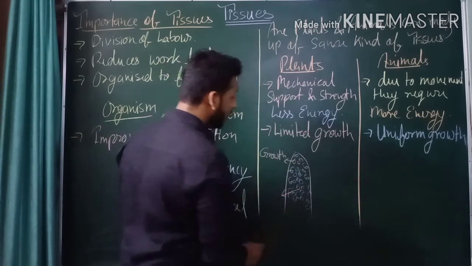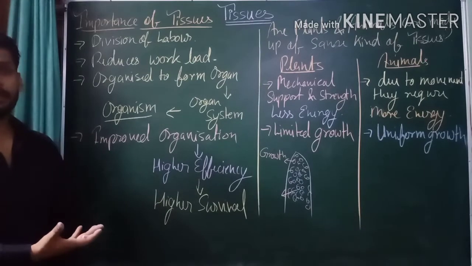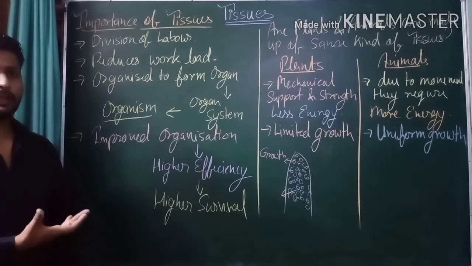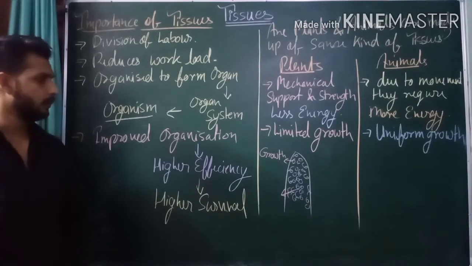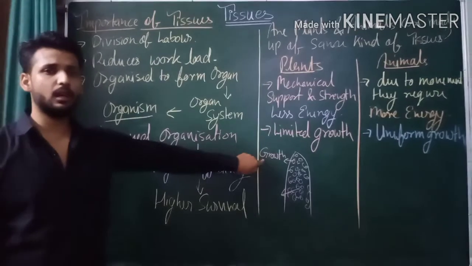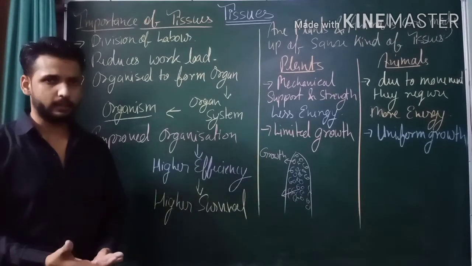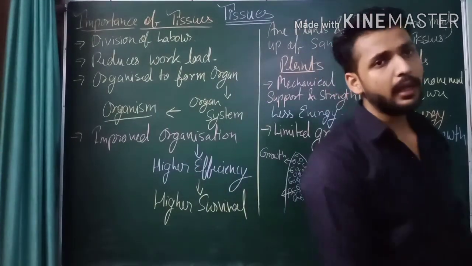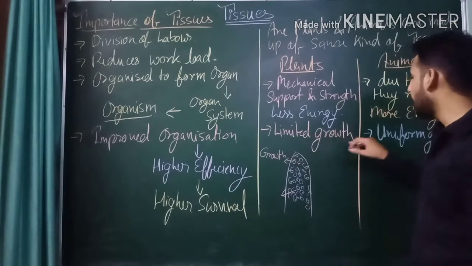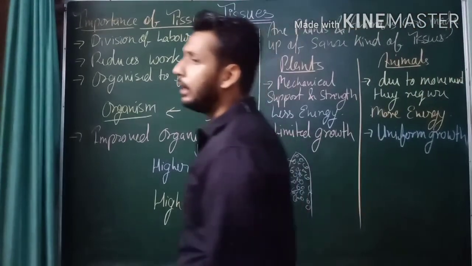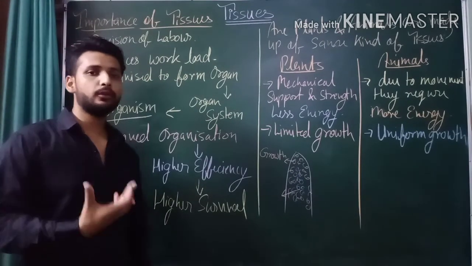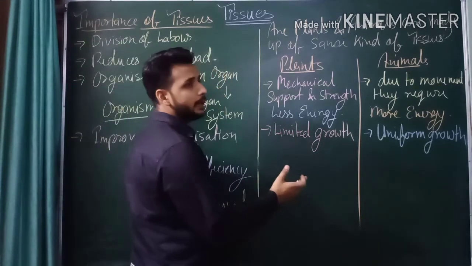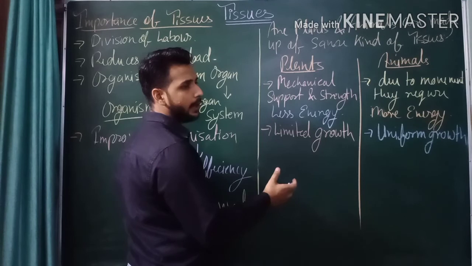and here these are the permanent tissues. So there is a limited growth here. These meristematic tissues divide, right? And here the growth is limited. That's why we say limited growth here. But in the case of animals, the growth is uniform. Got it?